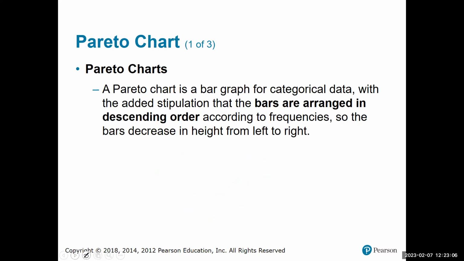All right. Pareto charts. A Pareto chart is a graph for categorical data with the added stipulation that the bars are arranged in descending order of frequency so that the bars decrease in height from left to right, right? So just like the bar graph, but in descending height. So if we had the most sophomores, and then seniors, and then freshmen, and then juniors, something like that. I can't remember what I said. I think I said sophomore, junior, senior, freshman, something like that. So the bars would be in descending order, frequencies high to low.